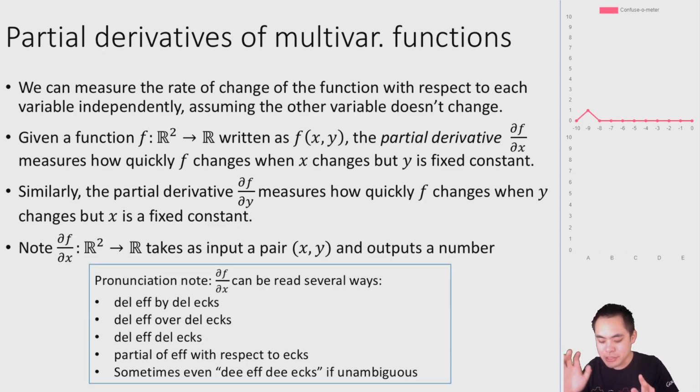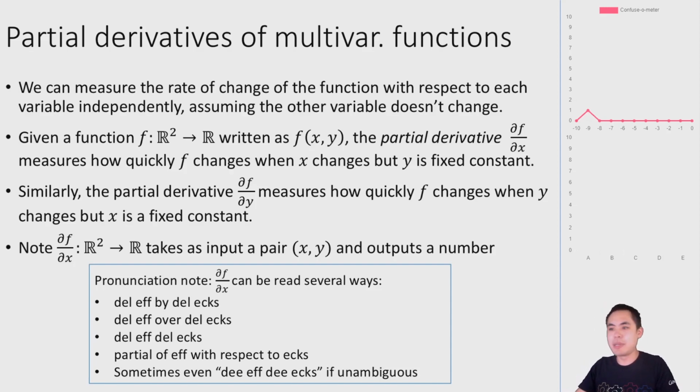Special note, this is a pronunciation note. We have this weird squiggly d symbol, and people read it a number of different ways, so you'll hear me say a number of different things. Hopefully it'll be clear from context. If it isn't, just ask in chat. Some people say del f by del x, some say del f over del x, some just say del f del x. Often it's less ambiguous to say the partial of f with respect to x. And sometimes people even just say df dx if it's unambiguous, although you have to remember that df dx also often refers to the ordinary derivative for a single variable function. Hopefully that's clear.